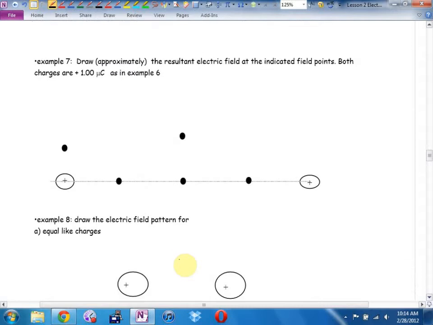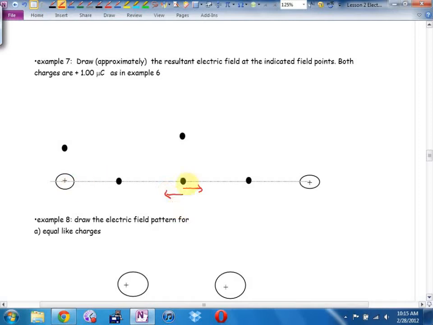Example 7 says, draw approximately the resultant electric field at the indicated field points. Both charges are positive 1 microcoulomb, like example 6. Okay. These ones are going to be tougher and yuckier. Let's do the ones that are in a nice straight line first. In fact, I think right here, I would have charge 1 pushing to the right, charge 2 with an electric field to the left.